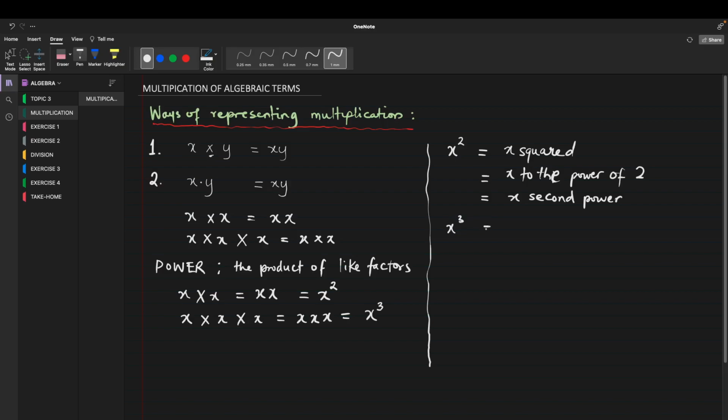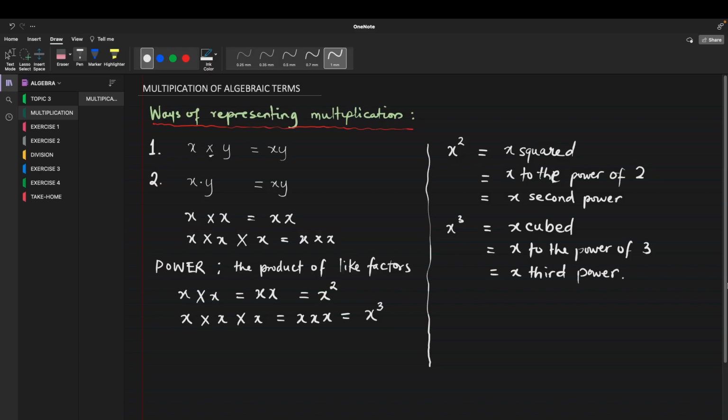X raised to the power 3 could be read as x cubed. Some other persons will say x to the power of 3. And some other persons will say x third power. They all mean the same. In the future, when you find any problems or anyone referring to x to the power of 3 as x cubed, or x third power, do not be confused.